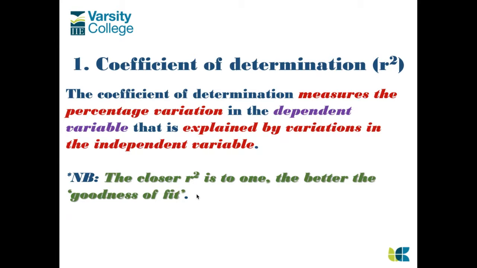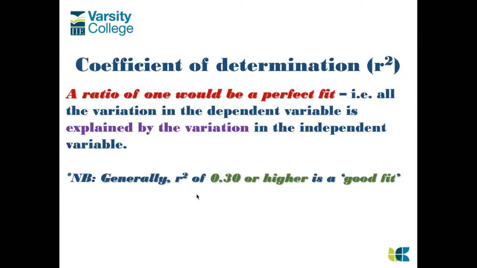The coefficient of determination measures the percentage variation. So by what percentage in the dependent variable do we experience variations in the independent variable? The closer R squared is to 1, the better the goodness of the fit. In other words, the less variable, the more they actually fit. A ratio of 1 would be a perfect fit. Therefore, all the variation in the dependent variable is explained by the variation in the independent variable.